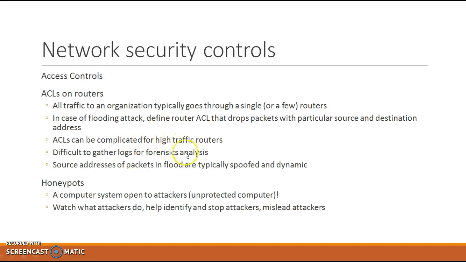ACLs can be complicated for high-traffic routers. Yes, sometimes we allow some of the traffic, but still we get malicious traffic. It is difficult to gather logs for forensic analysis because of heavy traffic. Source addresses for packets in the flood are typically spoofed and dynamic. Source addresses can be easily spoofed as well. And then what is forensic analysis? Forensic means it is like testing for any criminal activities.